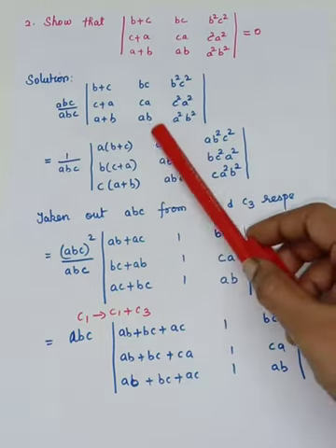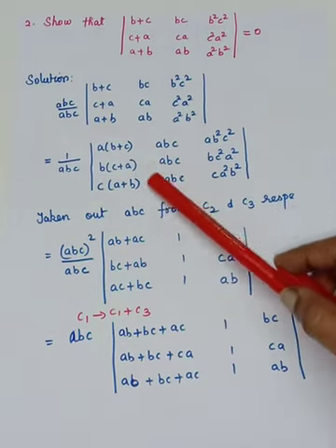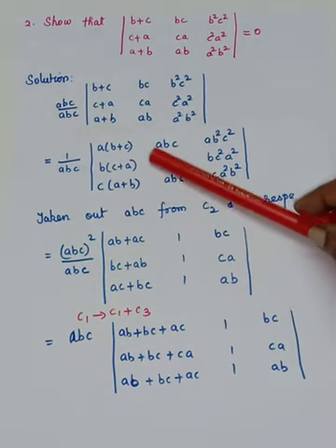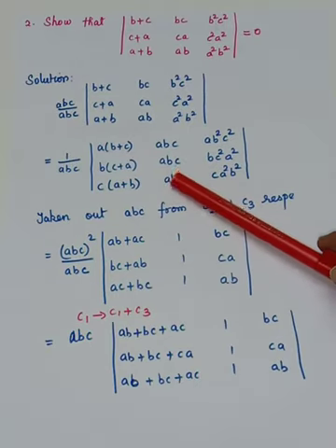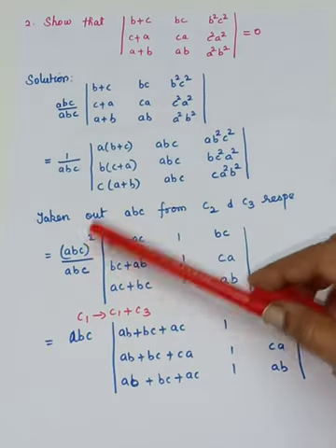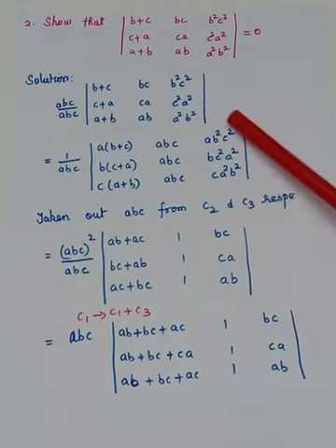You look at this now. Here in C2, you see all the entries of C2 are abc. So it can be taken out. And you look at your C3 also. What is the element? So the elements are common.